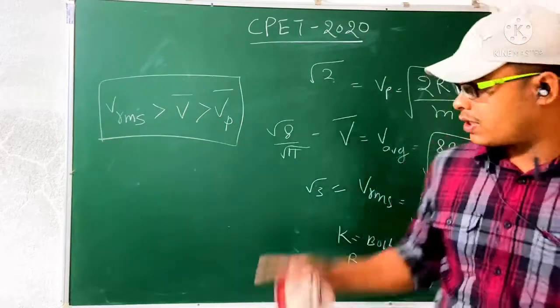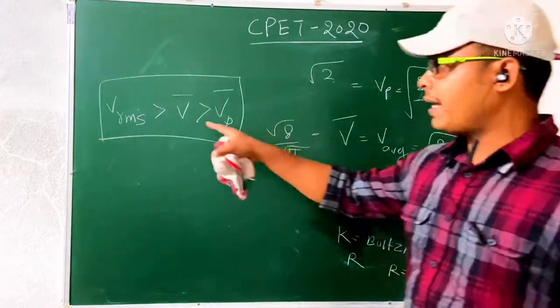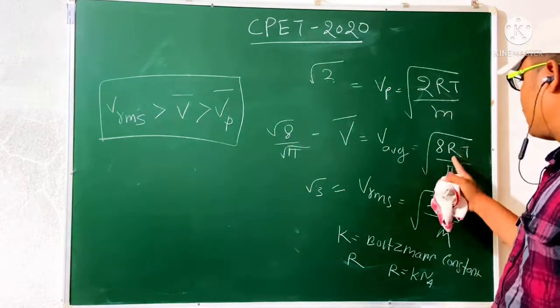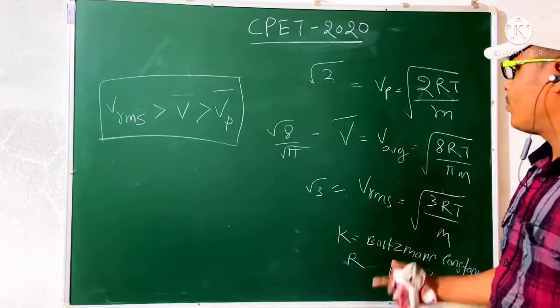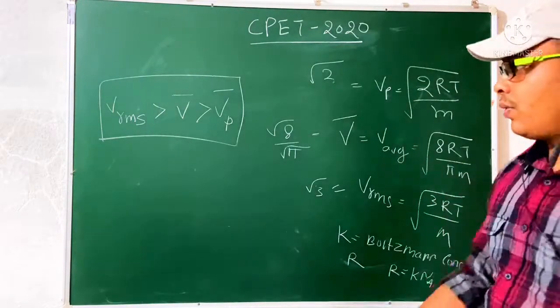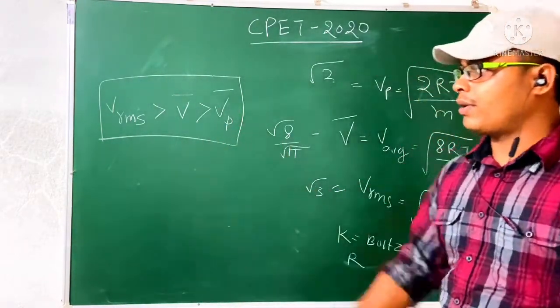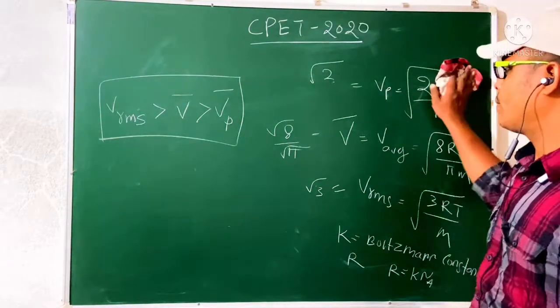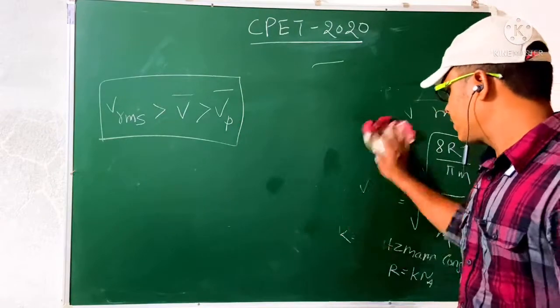Try to remember these three velocities. When you are comparing which one is greater, remember there is R, there is T, there is m in each. So what is the difference? There is root 2, there is root 8 by pi, and there is root 3. If you calculate using a calculator, the RMS velocity is greater than the average, and that is greater than the most probable velocity. So try to remember this.